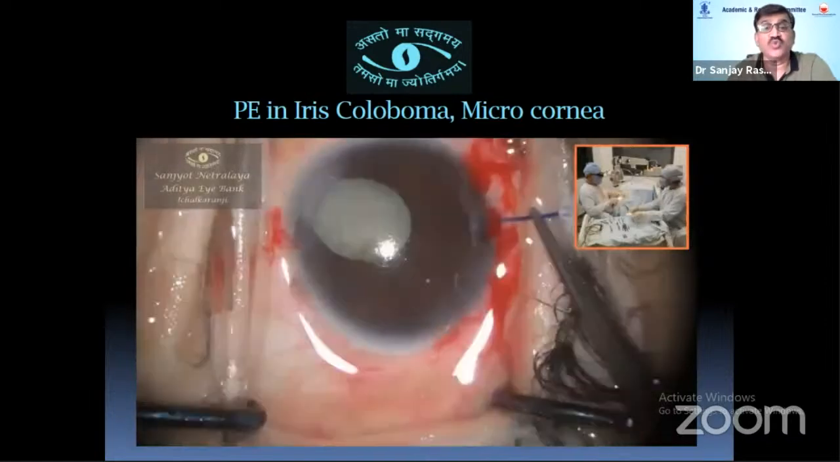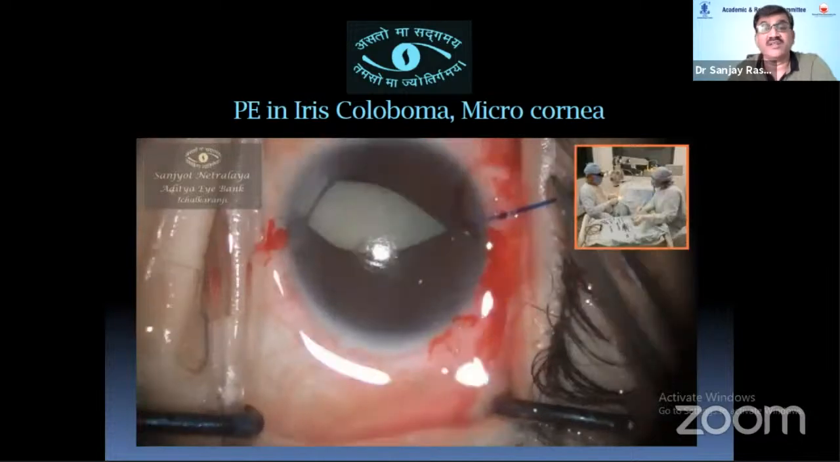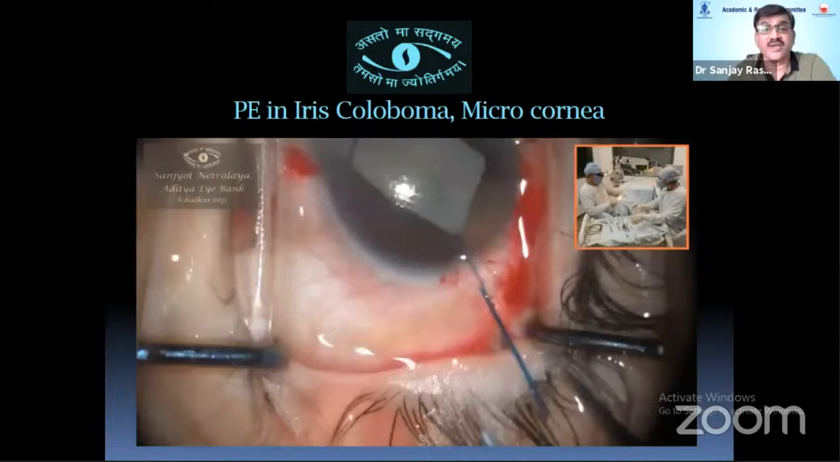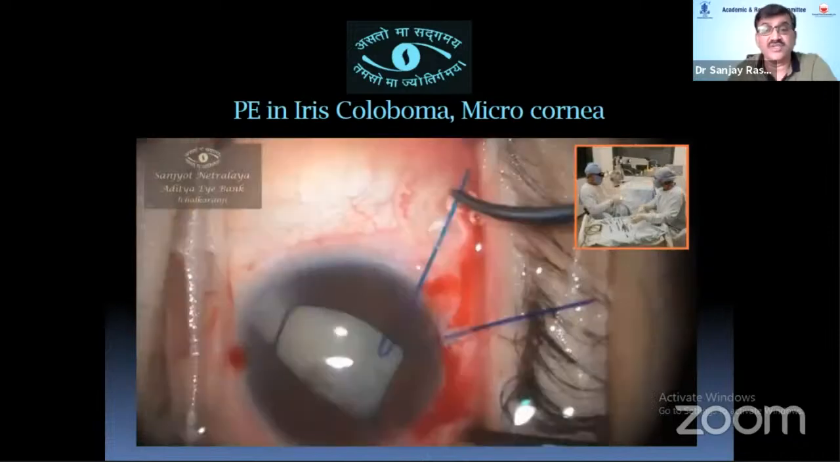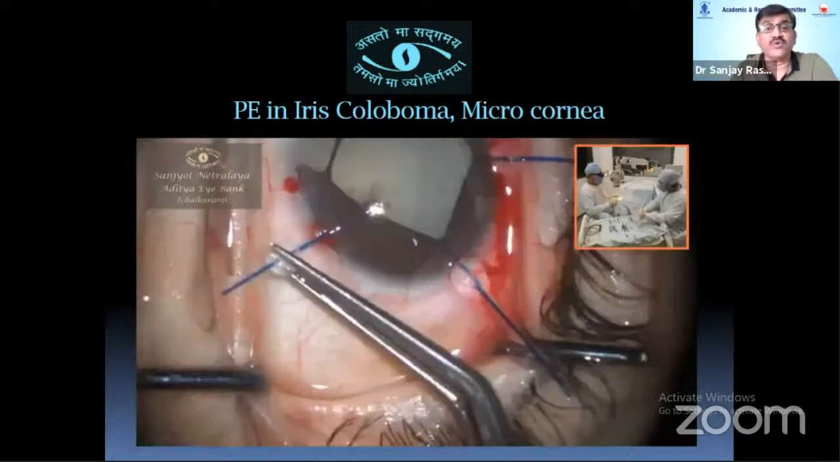A second side port is made, and the blunt spatula is swiped below the iris to separate posterior synechiae if at all they are there, to facilitate easy placement of the iris hooks. A total of 4 iris hooks are used to stretch and dilate the pupil. The 5th one is not used because I had a sufficiently well dilated pupil to carry out the further steps here. So one can use all 5 iris hooks if needed.